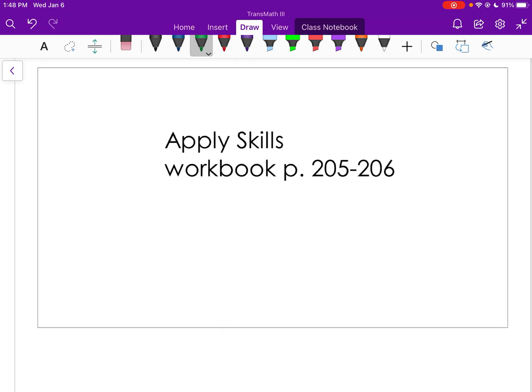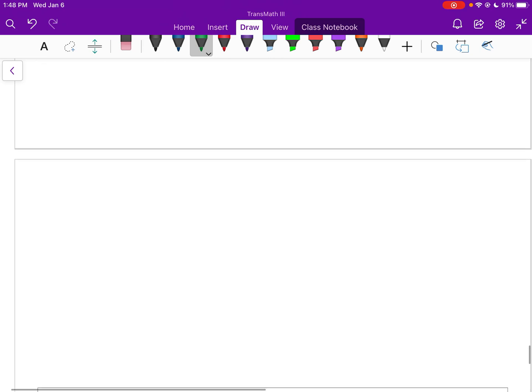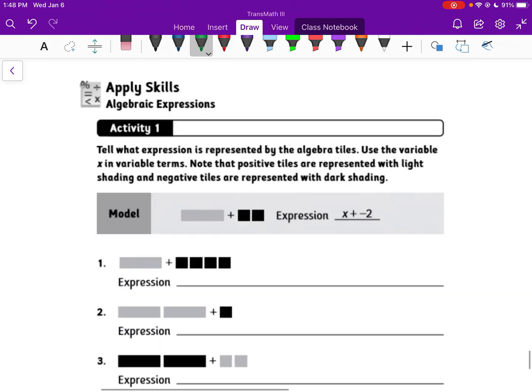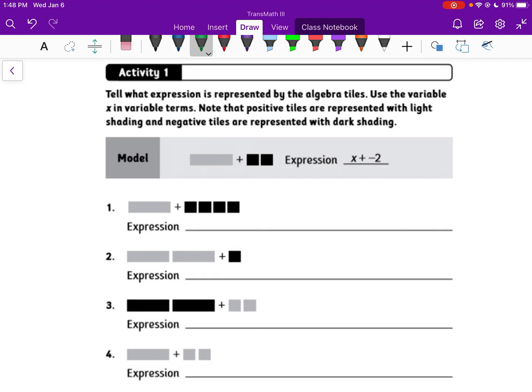Okay, so apply skills, page 205, 206. Go ahead, give those a try, and pause the video. Okay, so for this one, you were writing the expression given the algebra tiles.